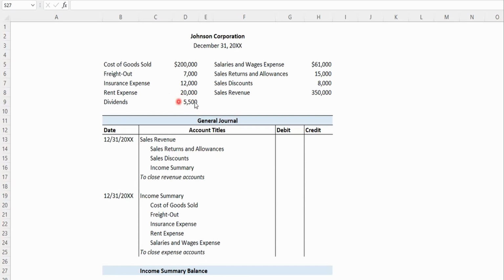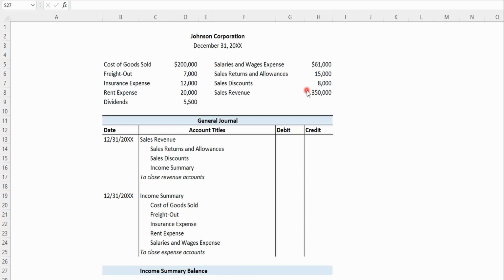Salaries and wages expense, $61,000. Sales returns and allowances, $15,000. Sales discounts, $8,000. Sales revenue, $350,000. Let's quickly review the rules of debit and credit for revenue, expense, and dividend accounts. Revenues are increased by credit and decreased by debit. Expenses and dividends are increased by debit and decreased by credit.